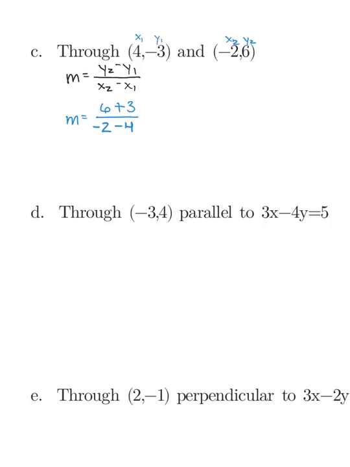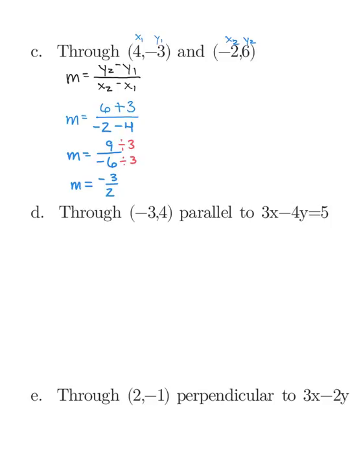And we simplify. So we get m equals 6 plus 3 is 9, over -2 minus 4 is -6. And to make it as easy as possible, let's simplify our fraction. We can divide by 3 to the top and the bottom. We get 3 over 2, and I still need my negative sign. I'm going to move the negative sign up to the top or the front. Okay, so all we have found is our slope.